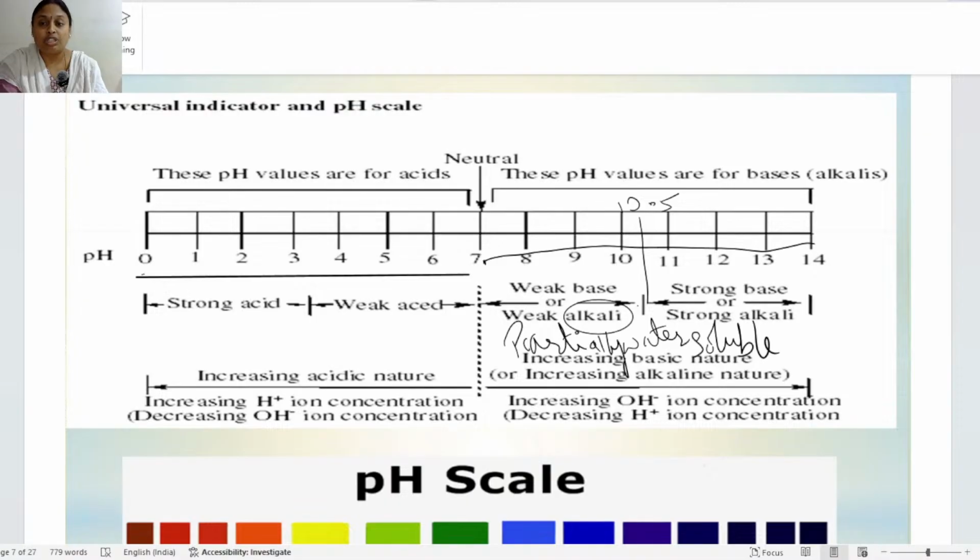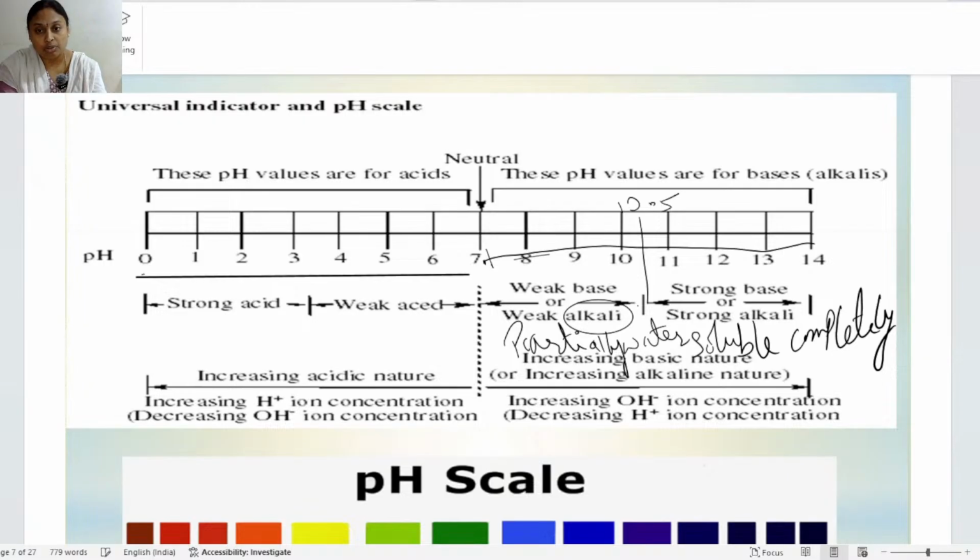When it comes to the strong, completely soluble. Partially soluble, completely soluble. That's why we are saying weak and strong. Alkali means the substance which is going to dissolve in water, or which is soluble in water. That is known as an alkali. So partially dissolving in water, that's why these will be called weak bases.